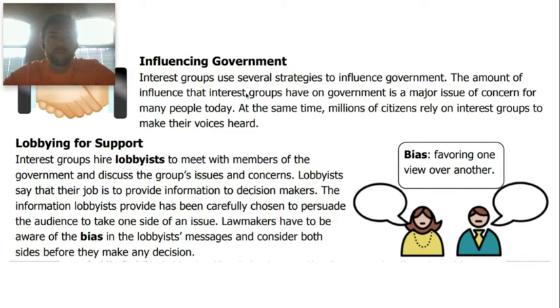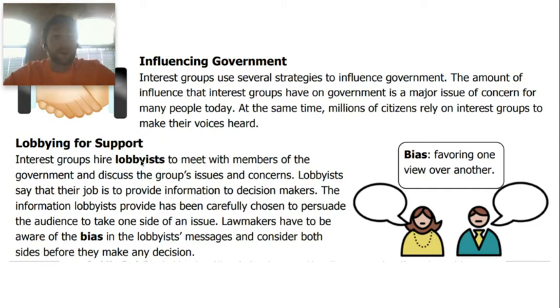Influencing government. Interest groups use several strategies to influence government. The amount of influence that interest groups have on government is a major issue of concern for many people today. At the same time, millions of citizens rely on interest groups to make their voices heard. Lobbying for support. Okay, so lobbying is a term that I think I've maybe used at times, but let's learn about that. Lobbying for support.